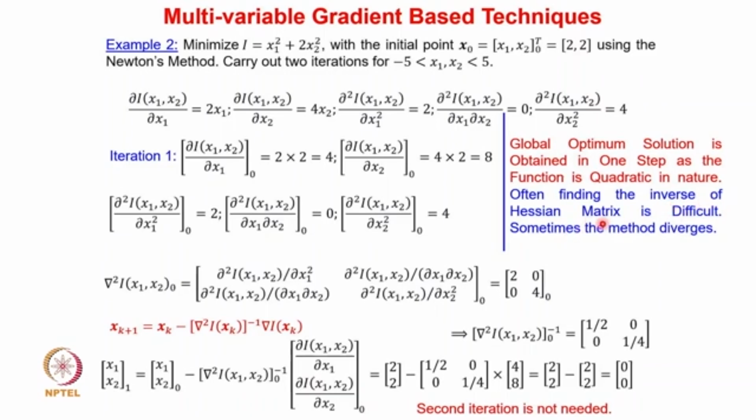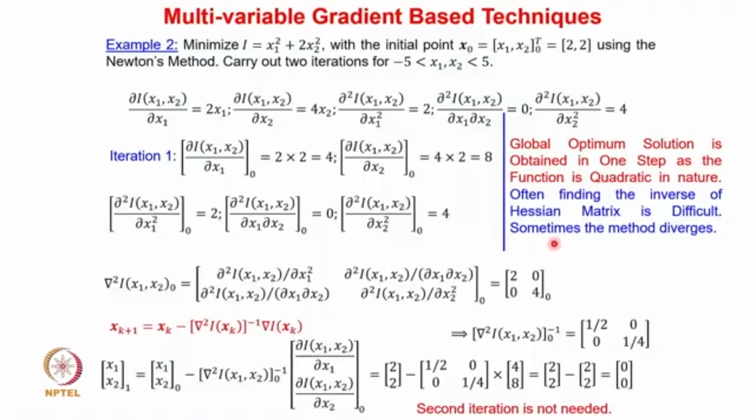Often finding the inverse of the Hessian matrix is difficult. Sometimes the method diverges. These are the limitations of Newton's method. You can see that we need to find the inverse of the Hessian matrix. Very often when you are dealing with a large number of variables, your Hessian matrix may become singular, and whenever the matrix is singular, the inverse is not possible. So you will not be able to find the inverse of the Hessian matrix, and in such cases applying Newton's method is not easy. Again, sometimes the method diverges depending on what initial solution you are looking at, isn't it?